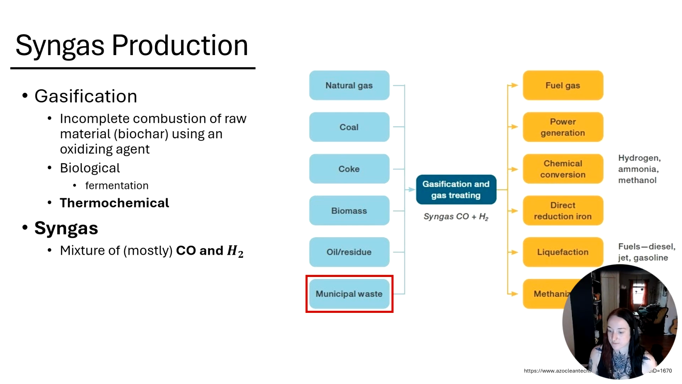The products of syngas are predominantly carbon monoxide and H2. There are other trace elements that will need to be purified. And so you can see, again, on this diagram to the right, all the different ways that you can use municipal waste, go through the process of gasification, gas treating, and the different ways in which you can use it, such as fuel or power generation.